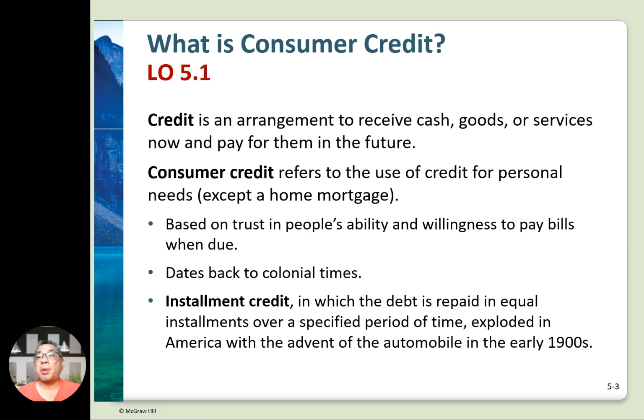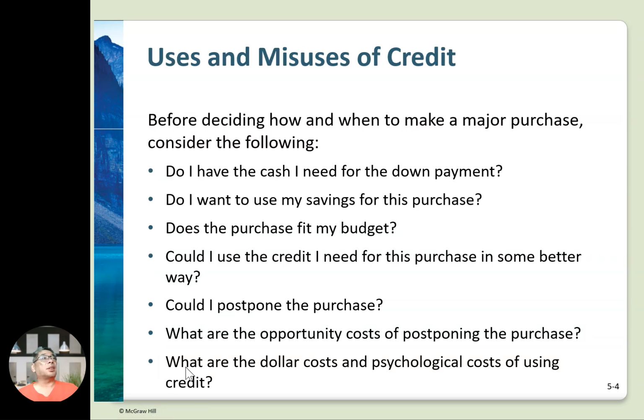Okay, objective number one. What is credit? Credit is an arrangement to receive cash, goods, or services now and pay for them in the future. Consumer credit refers to the use of credit for personal needs, except for a home or mortgages. It is based on trust in people's ability and willingness to pay bills when due, and it dates back to colonial times. Installment credit, in which the debt is repaid in equal installments over a specific period of time, exploded in the US with the creation of the automobile in the early 1900s. So people buy automobiles using credit.